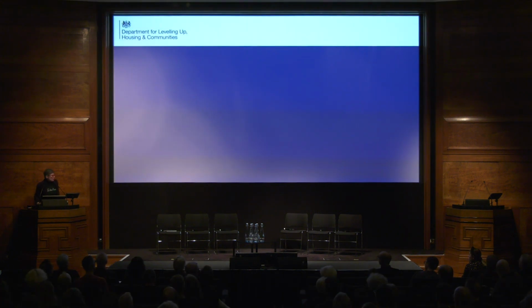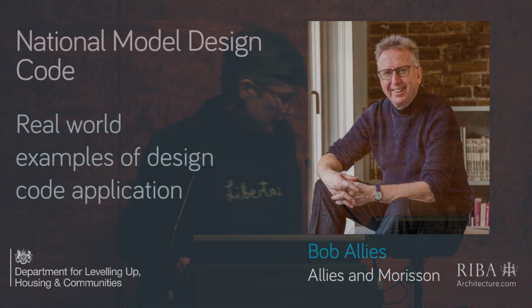So we're now moving on to the next presentations, where we'll have two speakers. First of all, Bob Allies will be speaking, drawing on his experiences as founder of Allies and Morrison, of using design codes, and then he will be followed by Martina Juvara, Director of Urban Silence, who will be drawing on her experiences, particularly working with communities on a particular master plan. Thank you.